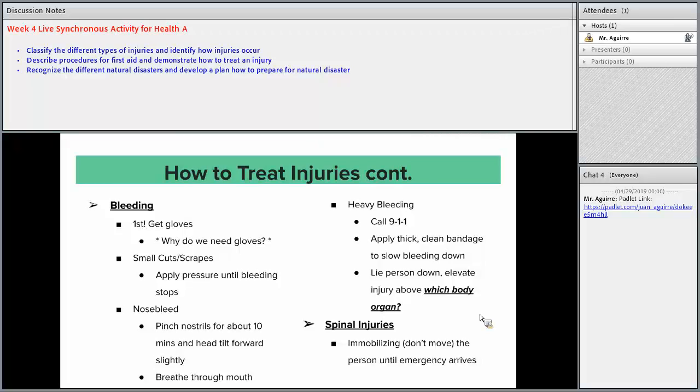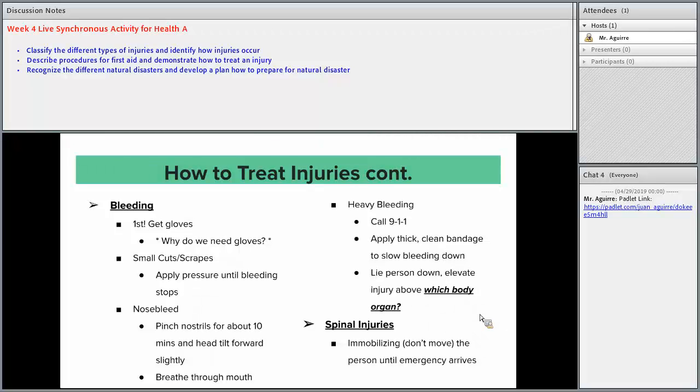Now with a nosebleed, you want to pinch the nostrils for about 10 minutes and tilt your head forward slightly, not fully. You need to breathe. You don't want to pull all the way back. Pull all the way back, you're gonna suffocate yourself. Please, and breathe through the mouth. Take care of yourself. Don't pull back a lot, slightly, please.